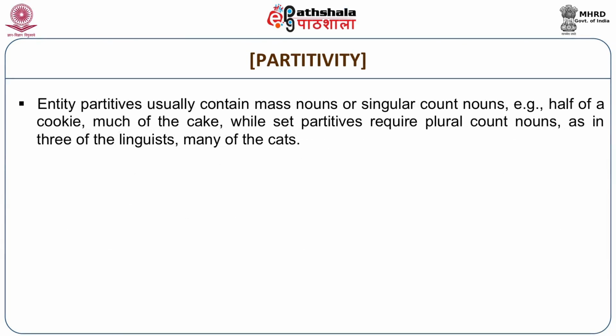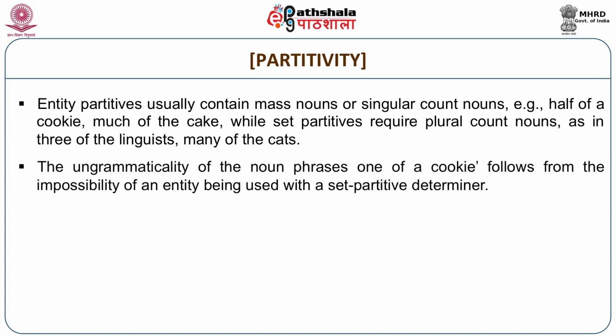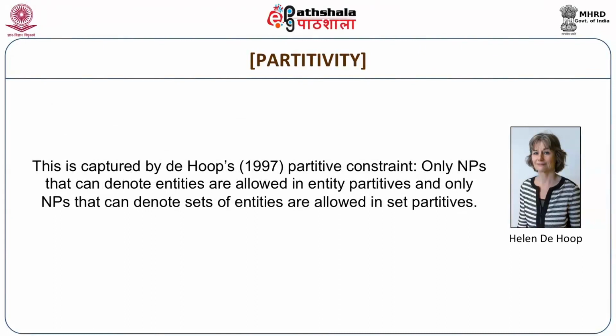Entity partitives usually contain mass nouns or singular count nouns. So, half of a cookie, much of the cake, while set partitives require plural count nouns, as in three of the linguists, many of the cats. The ungrammaticality of noun phrases such as one of the cookie follows from the impossibility of an entity being used with a set partitive determiner. This is captured by de Hoop's partitive constraint, which goes as follows. Only NPs that can denote entities are allowed in entity partitives, and only NPs that can denote sets of entities are allowed in set partitives.